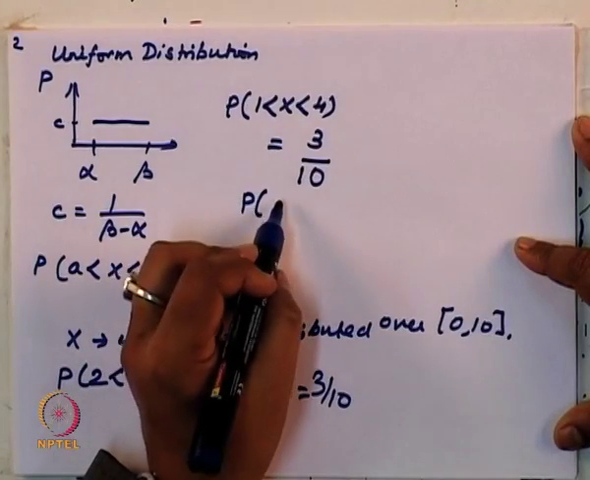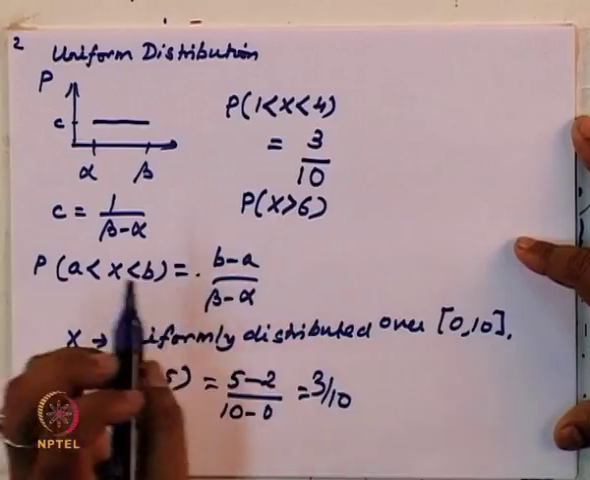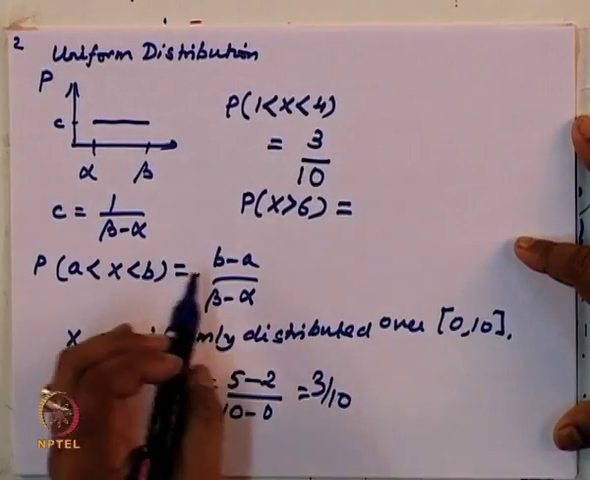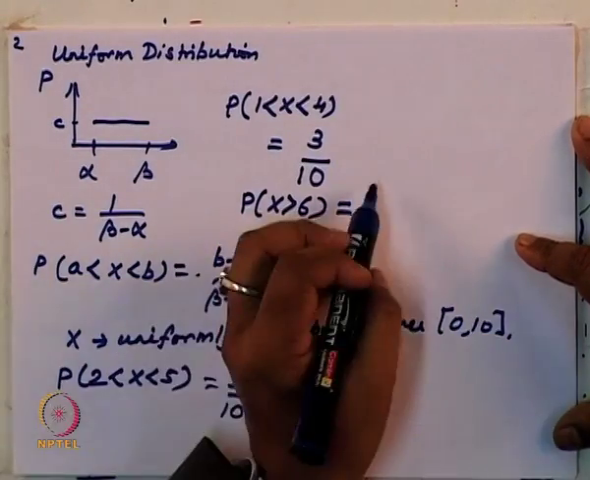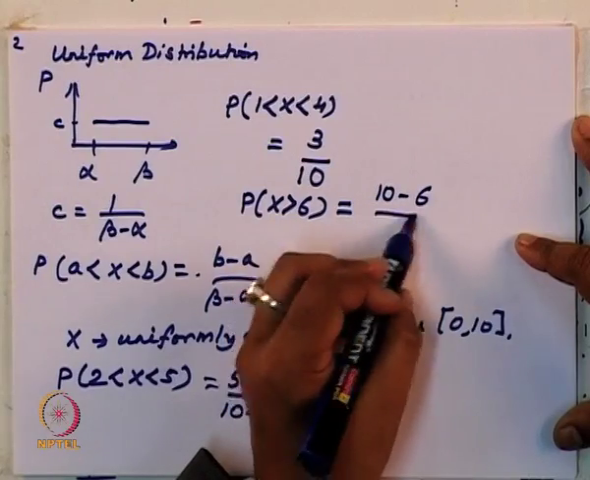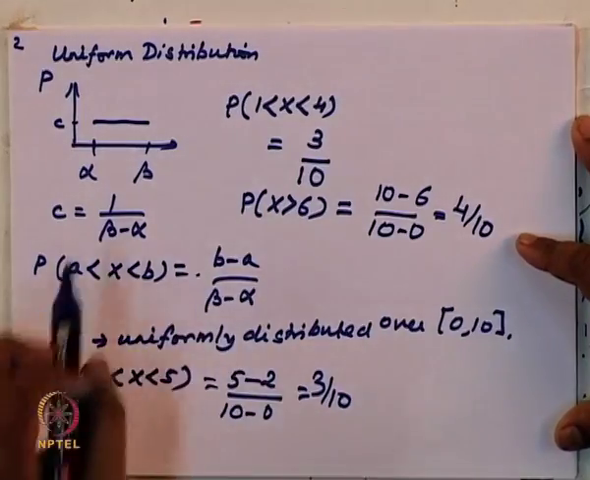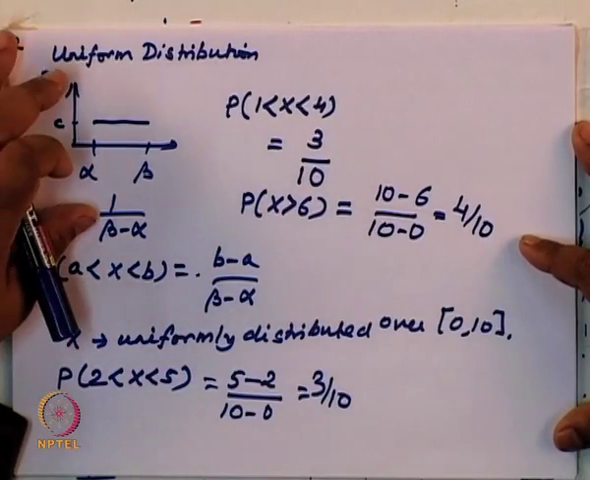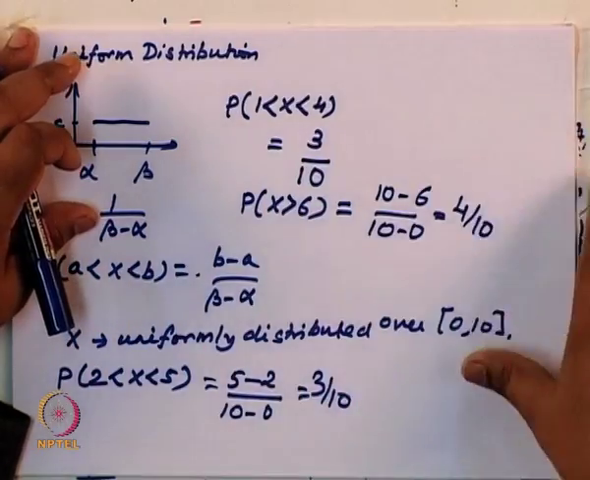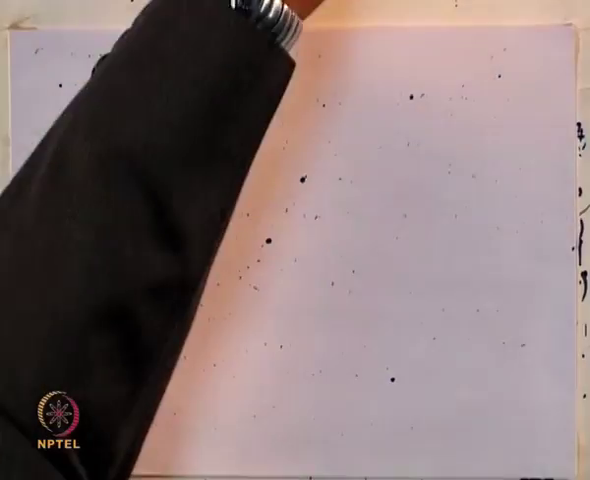What is the probability of x greater than 6? Since you can go from 6 to 10, x greater than 6 would be 10 minus 6 by 10 minus 0, which is equal to 4/10. So, you see how you can make use of the uniform distribution to calculate each of the probabilities. Let us take one more example.